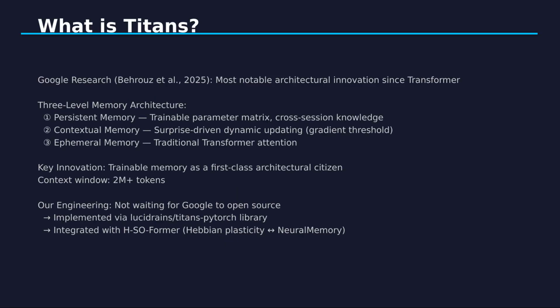Titans is a Google research architecture from 2025, featuring a 3-level memory system. Persistent memory stores trainable parameter matrices for cross-session knowledge. Contextual memory uses surprise-driven dynamic updates. When the gradient exceeds a threshold, the memory writes. Ephemeral memory handles traditional transformer attention. The key innovation is making trainable memory a first-class architectural citizen, supporting over 2 million token context windows.